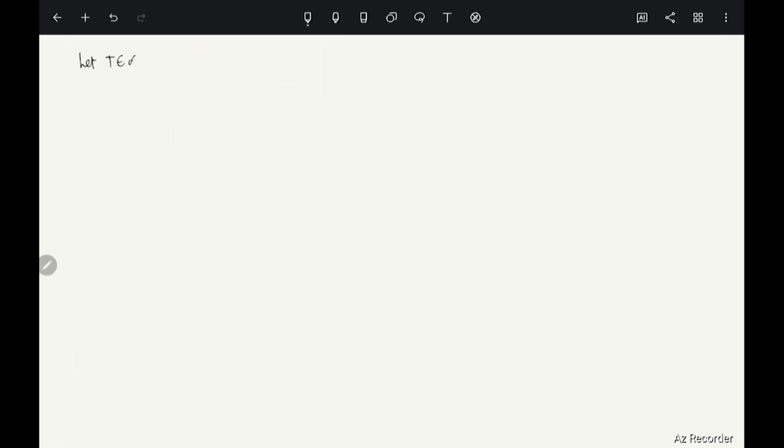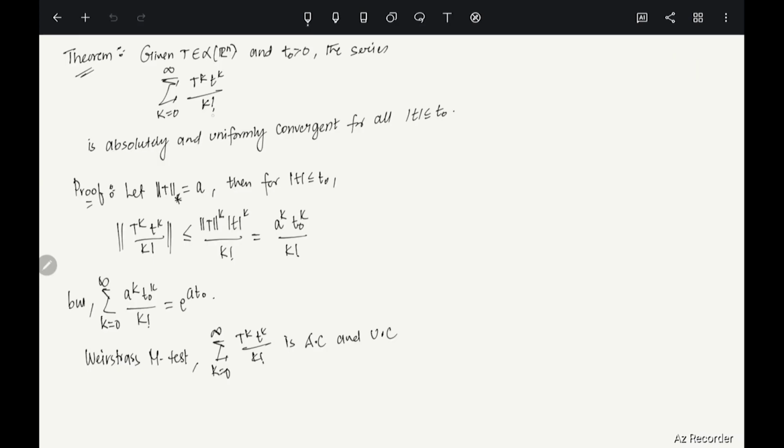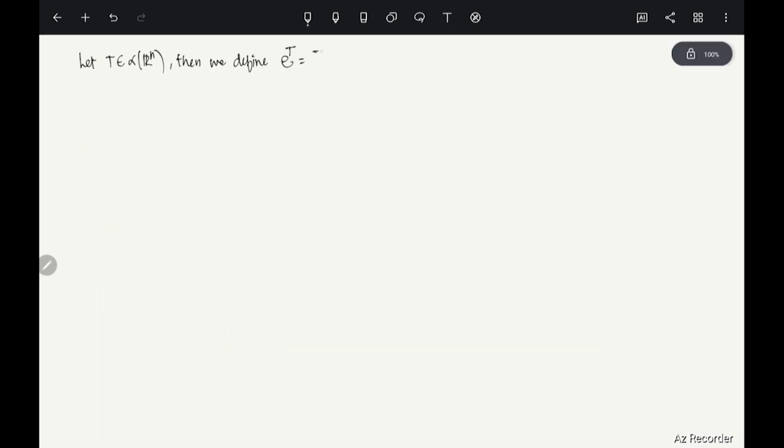Let t be from L(Rn). Then we define e to the power t, the exponential of t. You see, it looks very much like the exponential, right? So we'll define this exponential of t as nothing but the summation k equals 0 to infinity of t to the power k by k factorial.